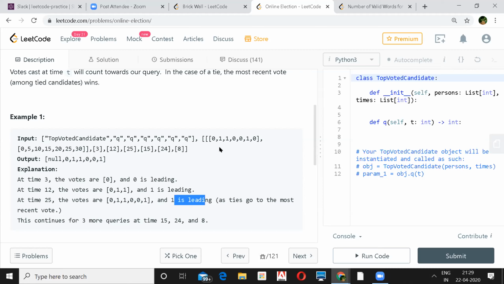Do you want to share your screen? Yeah, share your screen. That will be better. Actually, I have not written code, so whatever you are explaining, yeah, just a second.